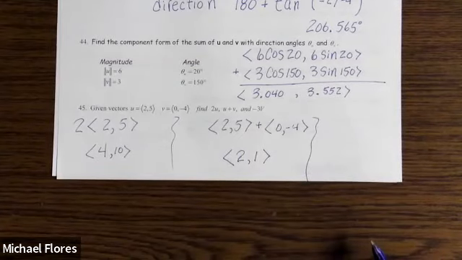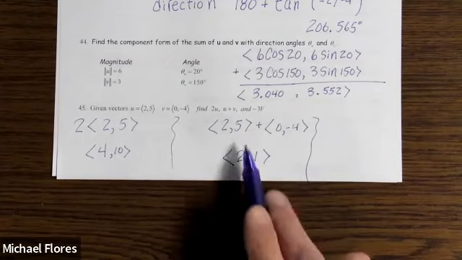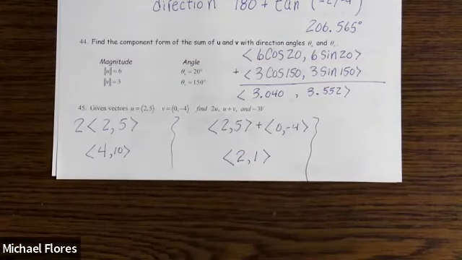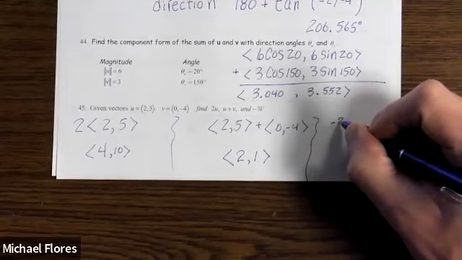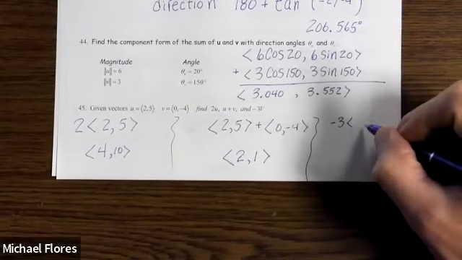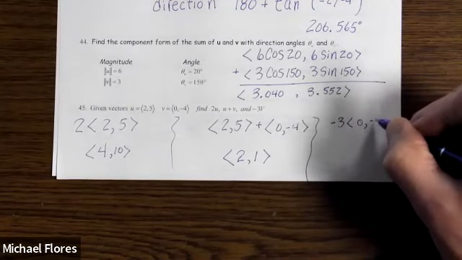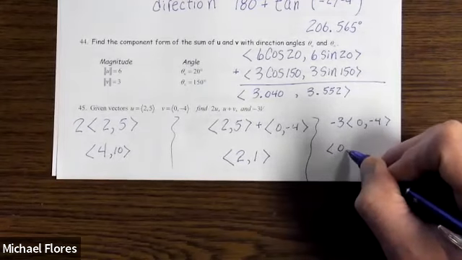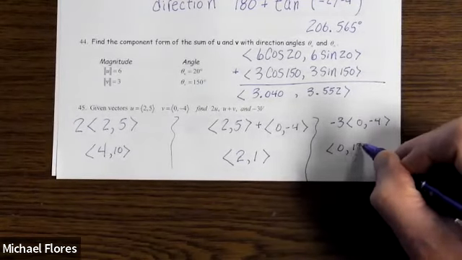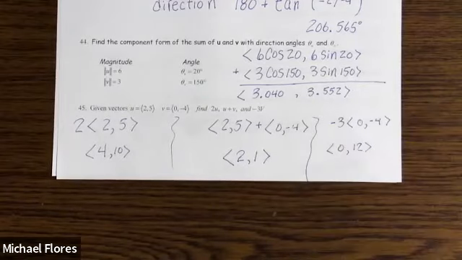Go ahead. Is it 5 plus -4, not -4 plus 5? Right. Yes. And then lastly, -3 times component vector v. Distribute -3 times 0. -3 times negative. And you're done.